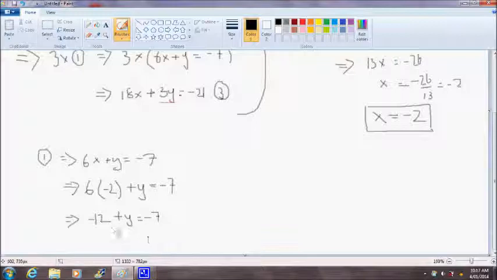And if we add the number 12 to both sides of this equation, 12 plus negative 12 is 0, so we end up with y equals negative 7 plus 12, and that will leave us with an answer of 5. So our solution to y is y is equal to 5.